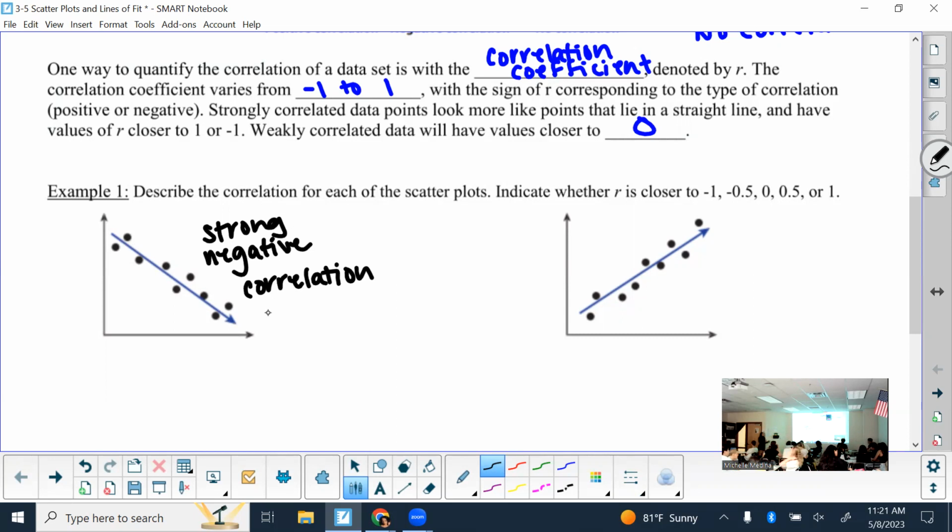Fabian, what R value do you think it would be close to? Out of these 5 options? -1. Yeah. All right, class, agree, disagree? Okay, what should be changed about it? -1. Okay, good. So whether it goes up or down will tell you if it's positive or negative. Whether it's closer to 1 or -1 depends on if it's strong. If it's strong, it'll be closer to 1 or negative 1.